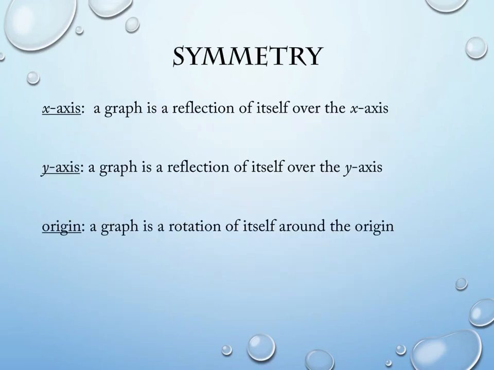There are 3 types of symmetry possible within a graph. And it's not an either-or thing. You could have 1 or you could have 2, you could have none, right? It's any possibility kind of a thing.